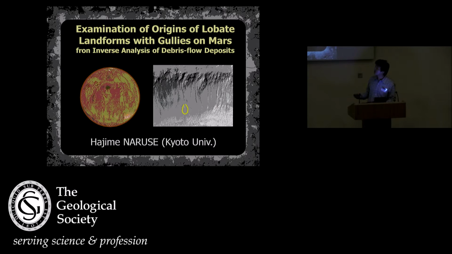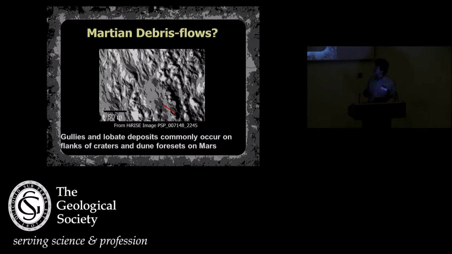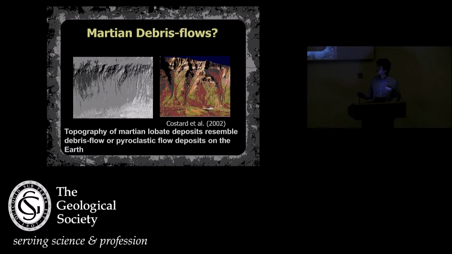Thank you, Chairman. I'm Hajime Naruse, a geologist from Kyoto University, Japan. Today I'm going to talk about this title. So, as discussed in this workshop, there are many gullies and lobate deposits on Mars. And often these lobate deposits are interpreted as Martian debris flow deposits. But this is mainly based on the observation. The Martian lobate deposits quite resemble the debris flow deposits on Earth.